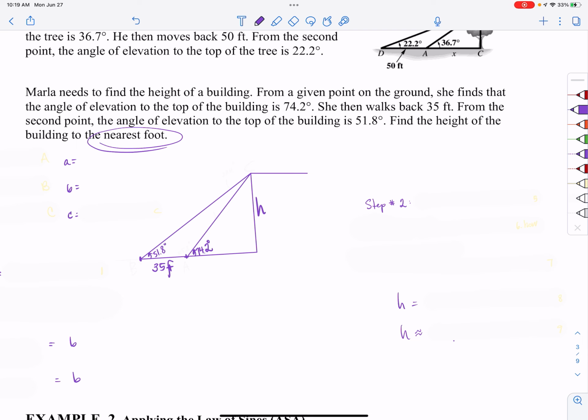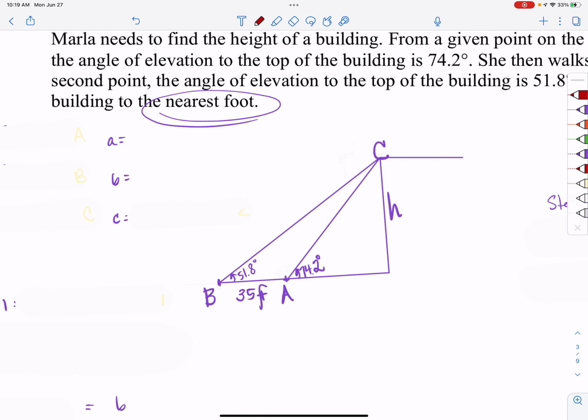We are supposed to find the height of the building to the nearest foot. All right, so let's name some of our points here. Let's call the first point where Marla was standing point A. The second point where she moved to was point B. Let's call the top of the building point C. All right, so I'm going to change colors here. So everything in purple is what I was handed, is what I was given. Now let's find some things and come up with a plan.